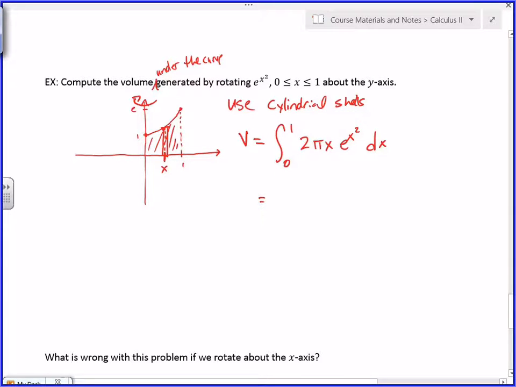Okay, so how do we integrate that? It's not as easy as the ones we've been doing, which have all been polynomials. Okay. Problem is you've got x in there, you've got e to the x squared. Remember, there's no product rule, so you can't integrate the first part times the second part. Use substitution. What would you let u be?